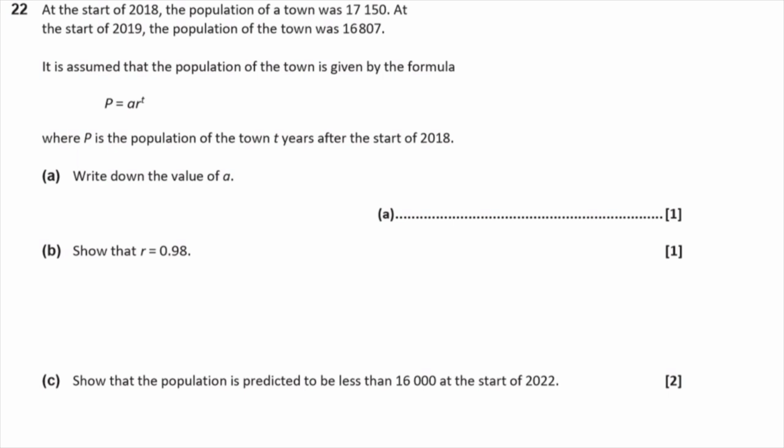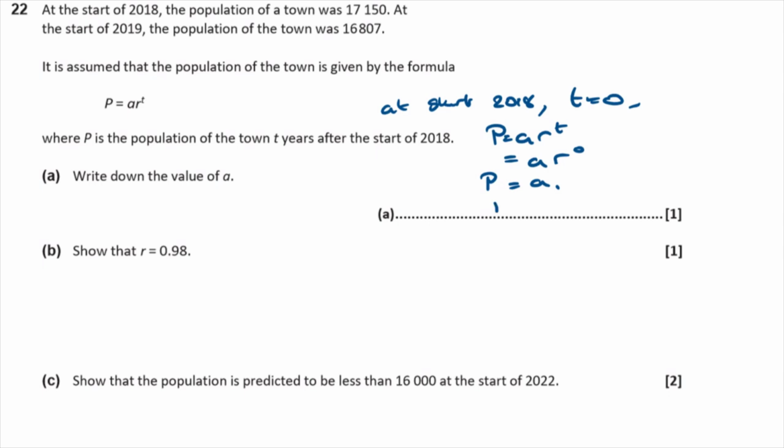Okay, so if P equals A R^T, then at the start of 2018, T is equal to 0, isn't it? So P is equal to A R to the power of 0. Anything to the power of 0 is 1, so P is equal to A at that point. So that means the population at the start of 2018 is the value of A. So that's going to be 17,150.